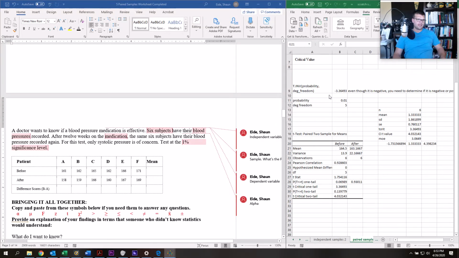Okay, this is a lesson on paired samples hypothesis testing. This is the second question that we're going to go through, and we're going to try to go through this pretty quickly. So, a doctor wants to know if blood pressure medication is effective.